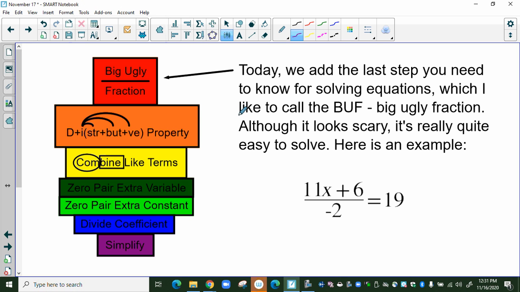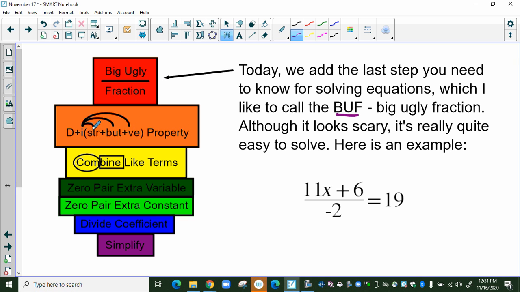Hey guys, today we're going to add the last step that you need to know for solving equations, which I like to call the BUF, meaning big ugly fraction. Although it looks scary, really it's very easy to solve. The BUF step goes at the beginning.